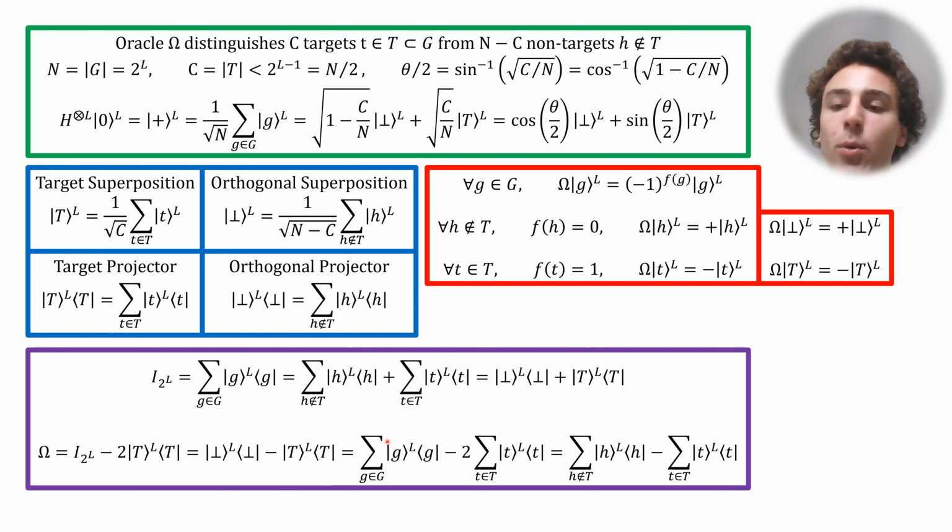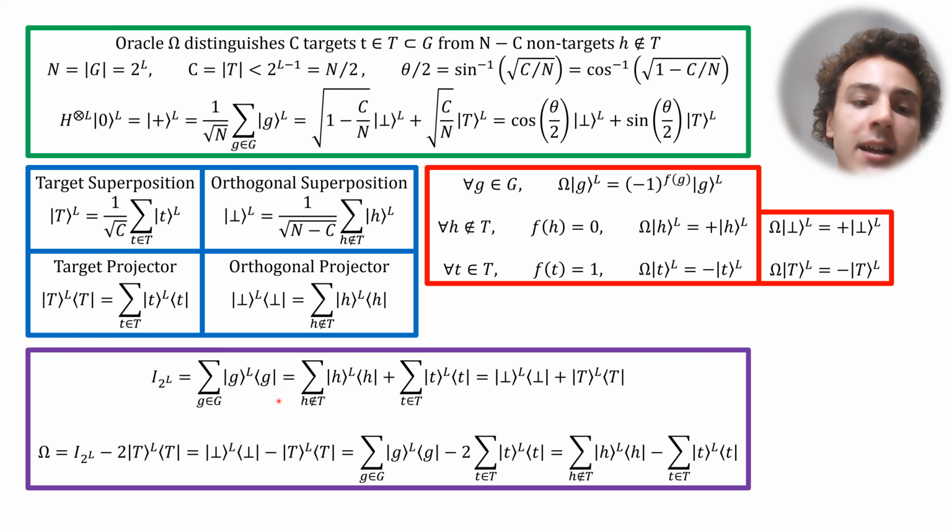Now let's have a look at the purple box. We can express the identity operator, which is denoted by I sub 2 to the L, and this 2 to the L specifies the dimension of the Hilbert space. So we can express this identity operator as a sum over all of these ket-bras that are constructed from all of the L-qubit computational basis states. So we're summing over all of the elements of the set G.